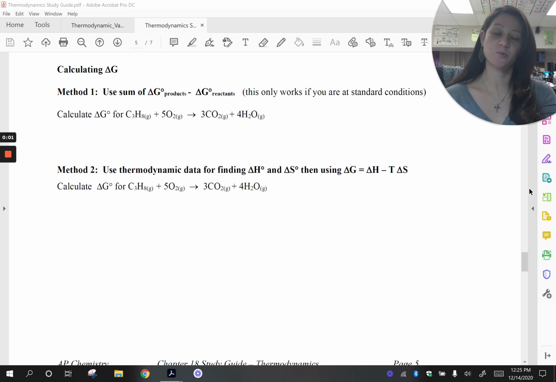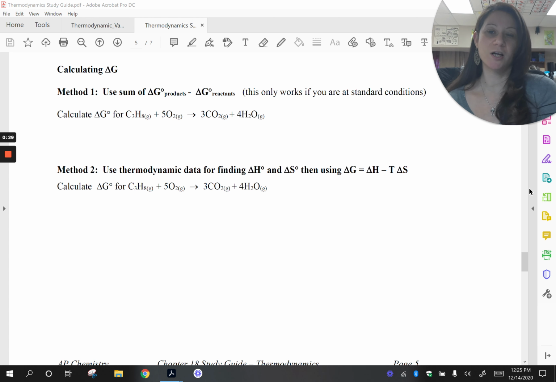Hello AP Chemers, we are talking about thermodynamics, and we had said that there are two driving forces in nature that determine whether a reaction is going to be spontaneous or not. Those are entropy, delta S, and enthalpy, delta H. If it's favored by both, the reaction will be spontaneous at any conditions. If it's not favored by either, then the reaction is not going to be spontaneous. It's not going to occur naturally under any conditions.